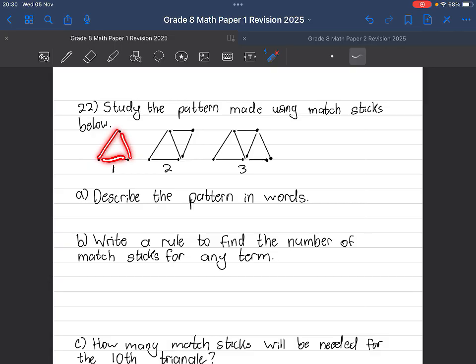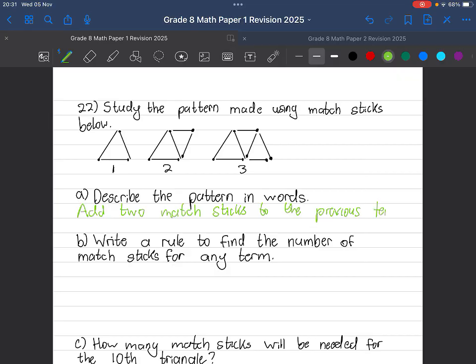Matchstick, matchstick, matchstick. Next one, there's our 3 original matchsticks. They've added 2. Here's those 5 matchsticks. They've added another 2. They seem to be adding 2 matchsticks each time. Describe the pattern in words. Add 2 matchsticks to the previous term. Write a rule to find the number of matchsticks for any term.